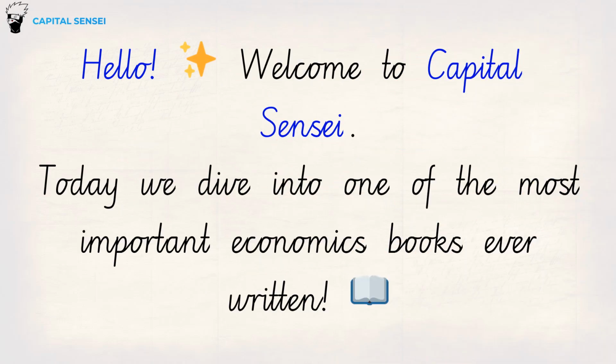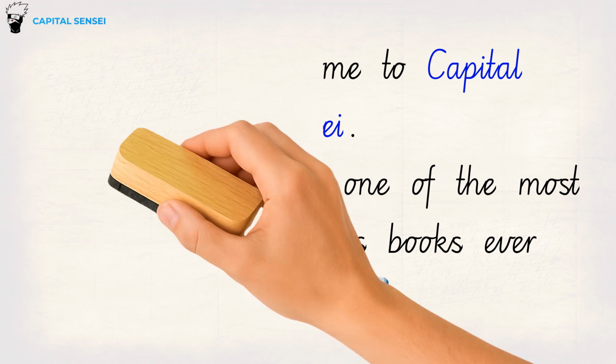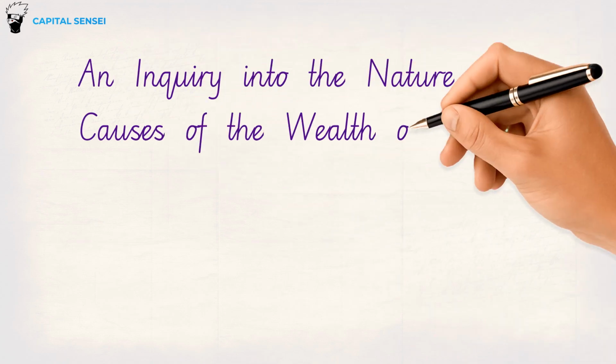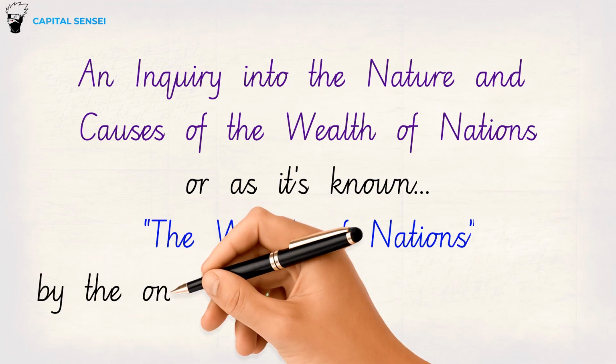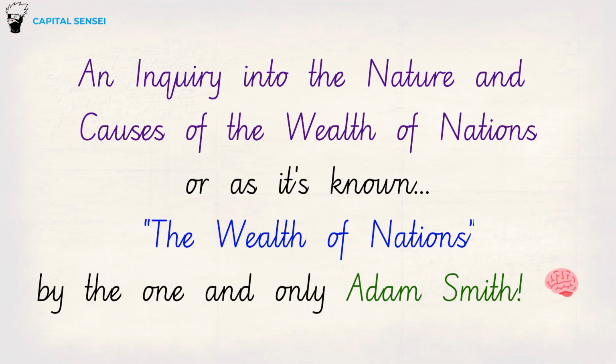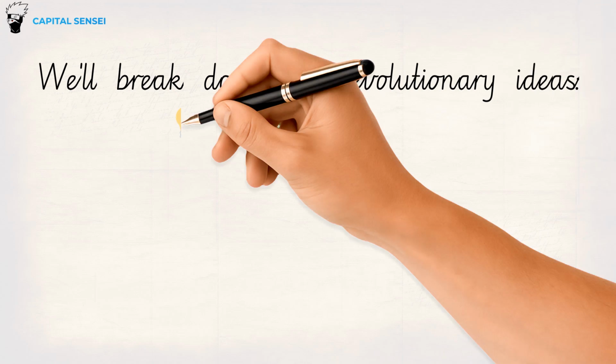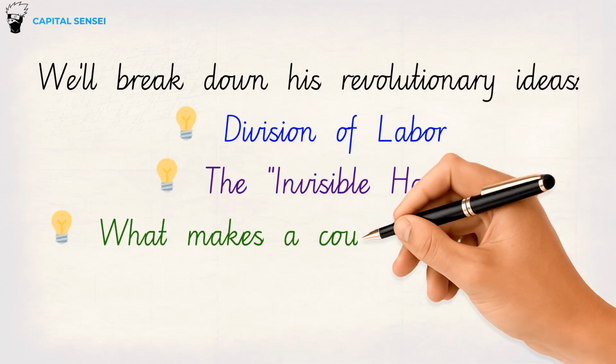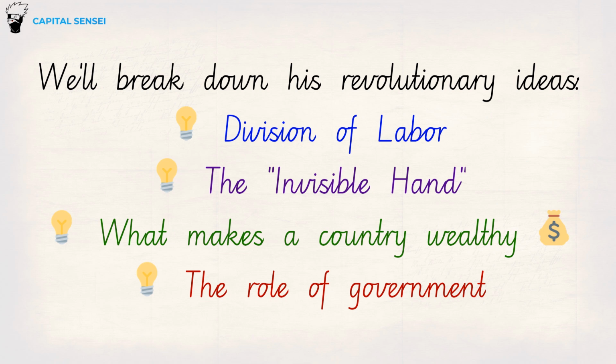Today we're gonna dive into one of the most important books ever written about economics, a true game changer that shaped the world we live in. We're talking about An Inquiry into the Nature and Causes of the Wealth of Nations, or as everyone calls it, The Wealth of Nations, by the one and only Adam Smith. We'll break down his revolutionary ideas, like the division of labor, the famous invisible hand, what really makes a country wealthy, and what the government should and shouldn't do in the economy.